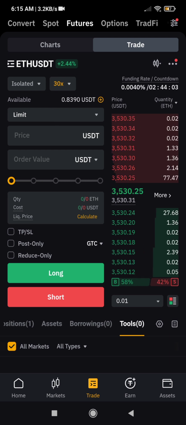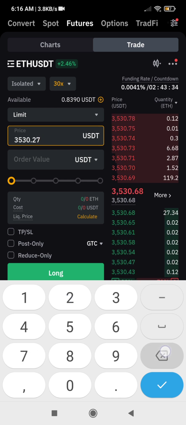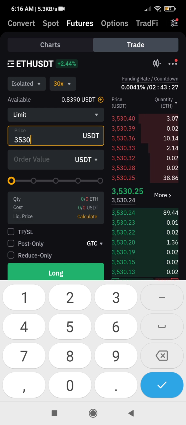Because for a limit order, it must be filled at that exact price that you are giving. If you input 3530 as the price that you want, Ethereum must get to this price before they will fill you in. Even though you see price is currently at 3530.27, if you don't select that with the 0.27, it will not be filled up. But if you say 3530.00, then price must fall and reach that 3530.00 before your order will be filled.